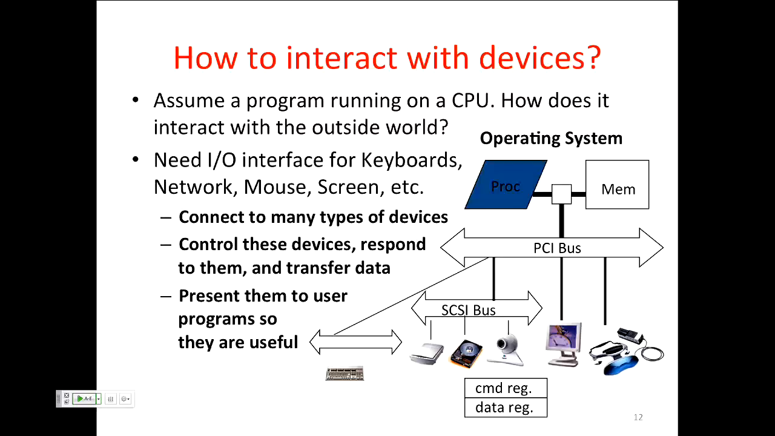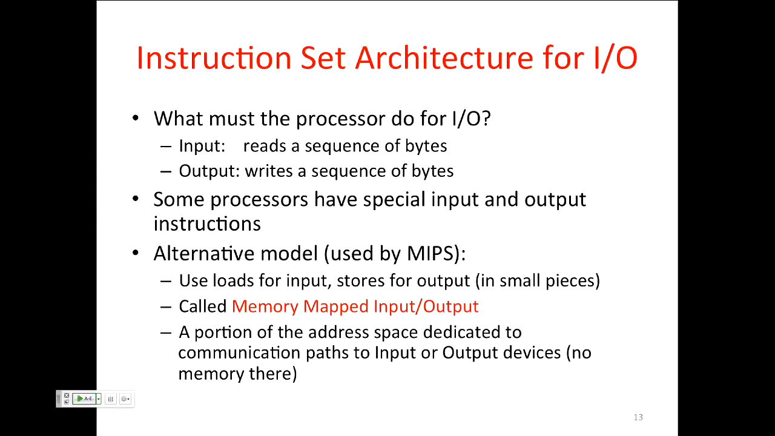And the first attempt that you might take at designing such an interface is to say, well, let's extend the ISA. And this has been done for some systems in the past. So you can say, what does a processor actually need to do to communicate with I/O devices? Well, it has to do two types of things.